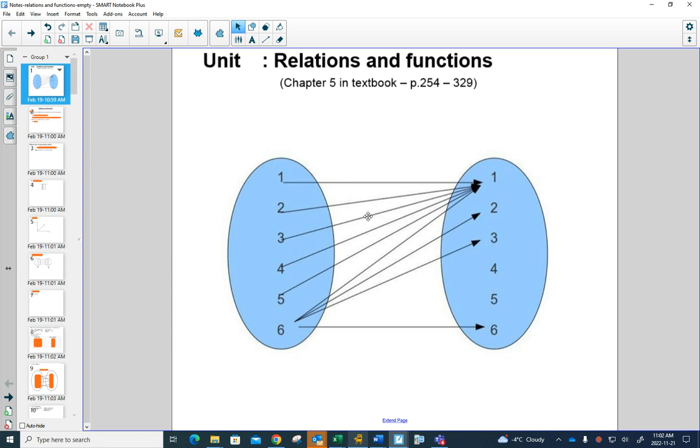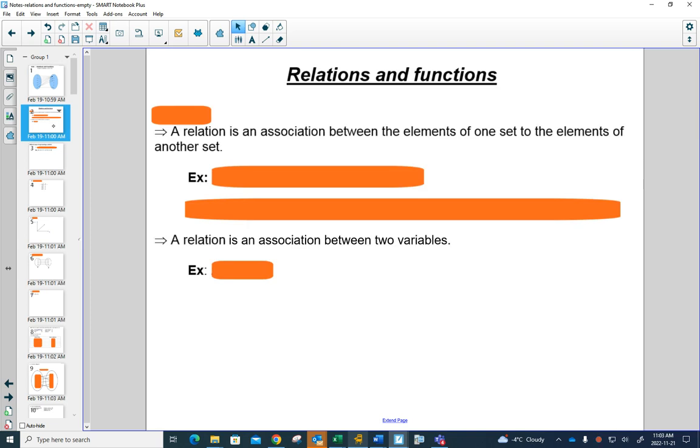There might be relations in other things. How much homework you do in math class and how well you do on the test. Maybe there's a relationship there. I didn't do any homework, I didn't do very well, right? I did all my homework, probably going to do a little bit better. So this is what this unit is looking at, and we're starting off with some of the definitions.